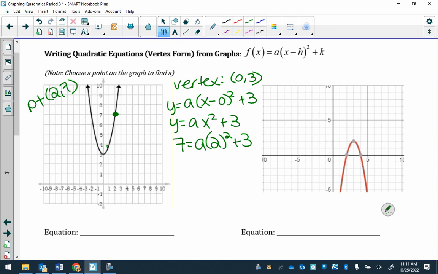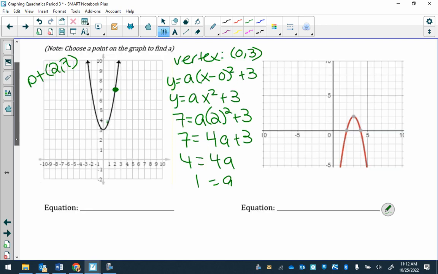Okay? We want to solve for A. So we have 7 equals 4A plus 3. What's the first thing we have to do? Yep. Subtract 3. So we have 4 equals 4A, and then what? Divide by 4, which is 1. So here, looking at it, our A value is 1.